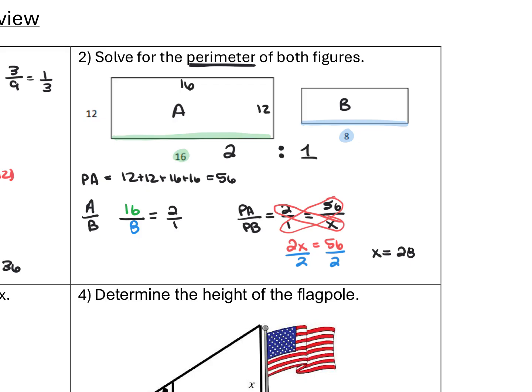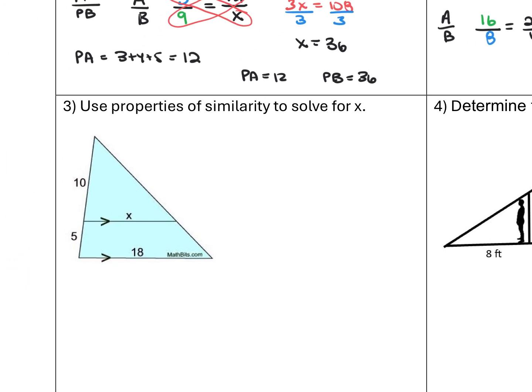So the perimeter of A is equal to 56. And the perimeter of B is equal to 28. And then we can check this again because it says A to B is 2 to 1. So if I take perimeter B, 28 times 2 gives me 56. Or I can go the other way and divide 56 by 2 and get 28. So they both check out.